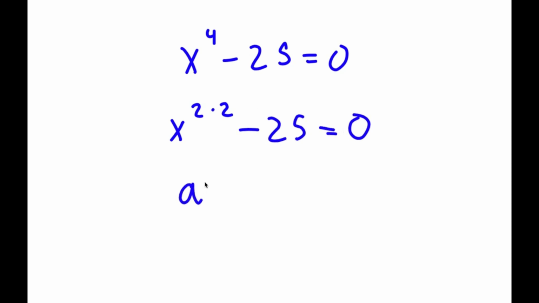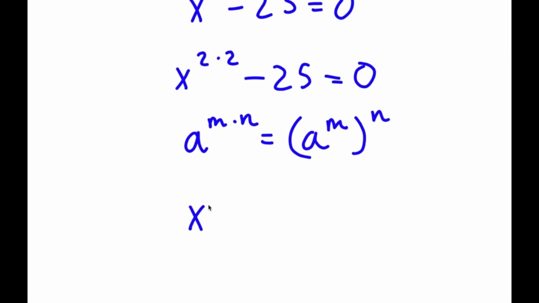Now, if I have something in the form a to the power of m times n, this is equal to a to the power of m to the power of n. So x to the power of 2 times 2 I can write as x to the power of 2 to the power of 2, minus 25 I can write as 5 to the power of 2. So this is equal to 0.